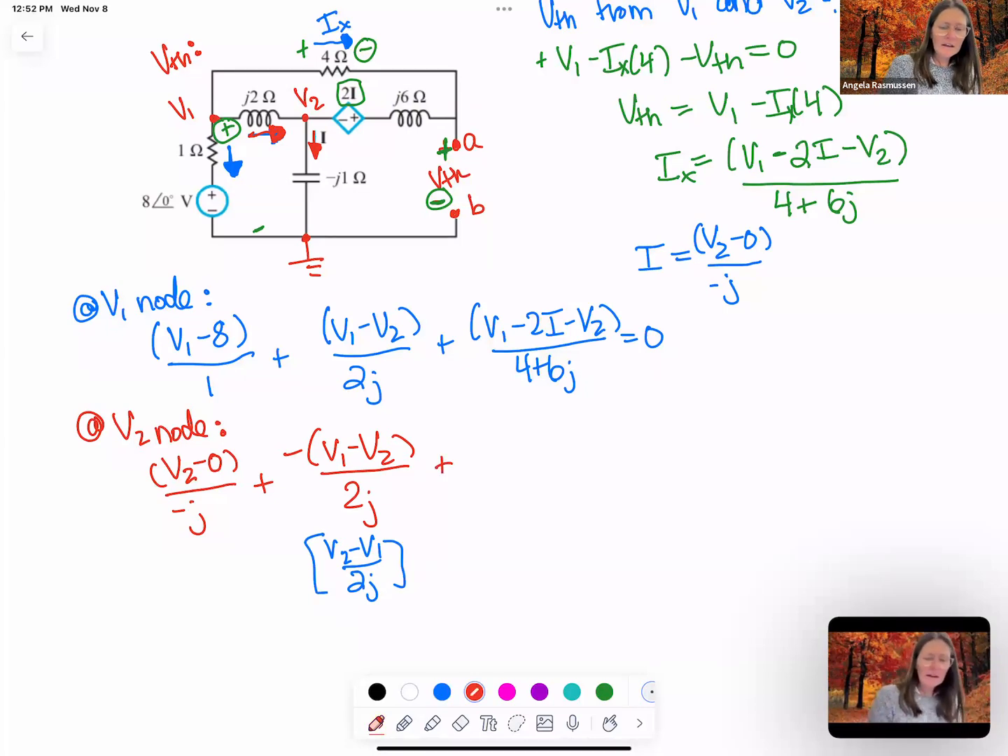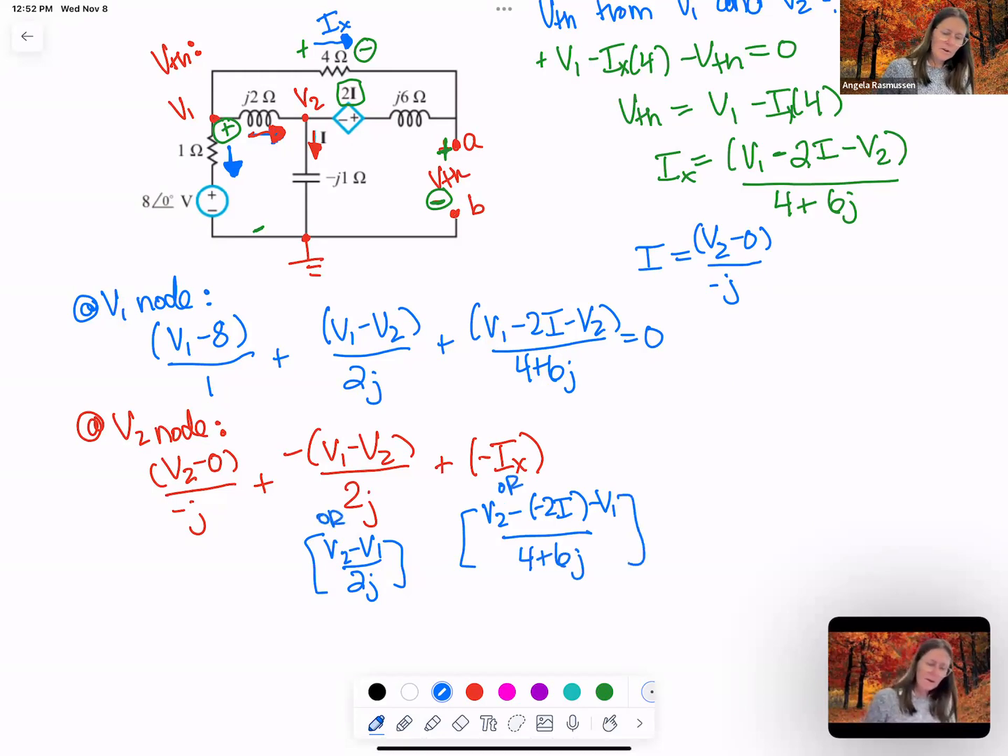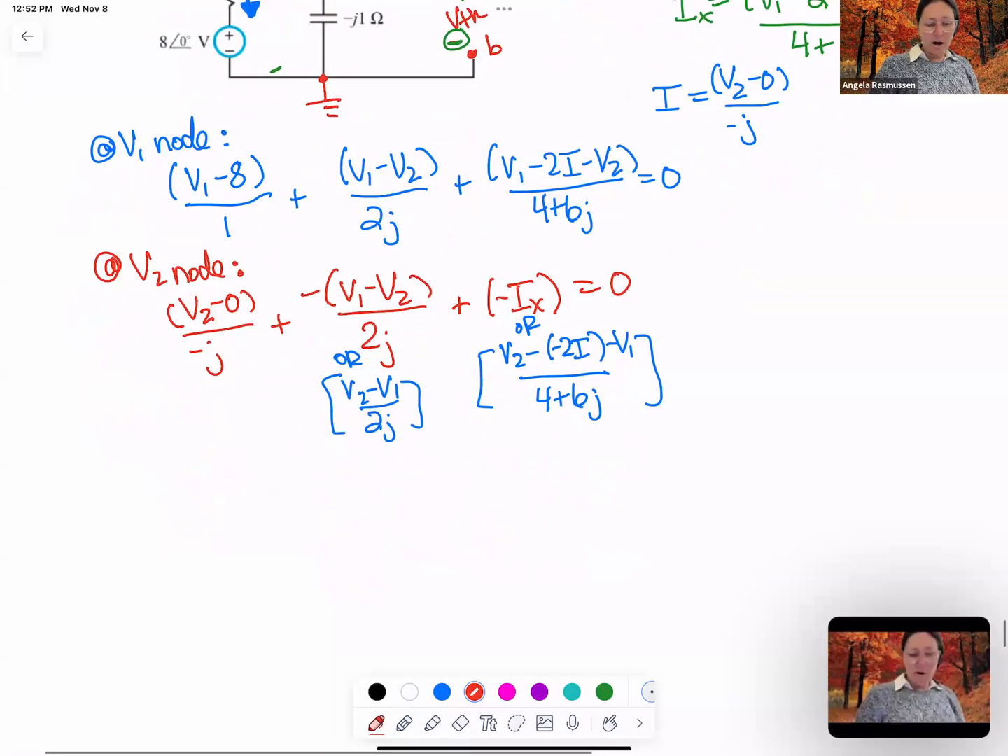And then again, this one's going to be a minus Ix, or I can rewrite that as V2 minus (V1 minus 2I) over 4 plus 6j. Either way, they're going to be the same exact term for that equation, and then that will equal 0. So I absolutely would not want to solve this one, so I'm going to use MATLAB. I would set this up in matrix form and then plug it in. I already did that.